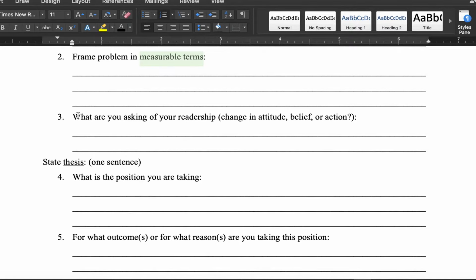Number three, consider this. What are you asking your readership to do or to think? Are you looking for a change in attitude, belief, or action? You're filling this one out basically so you can maintain your focus. It doesn't mean you should have an actual sentence in the introduction that says the readers of this paper should change their attitude or the readers of this paper should change their belief. Instead, that change should be implied in your introduction.